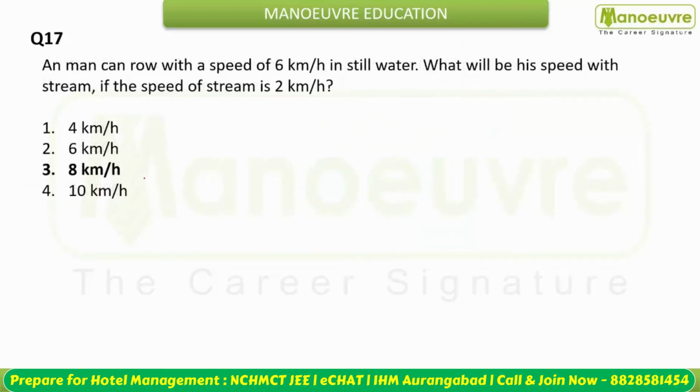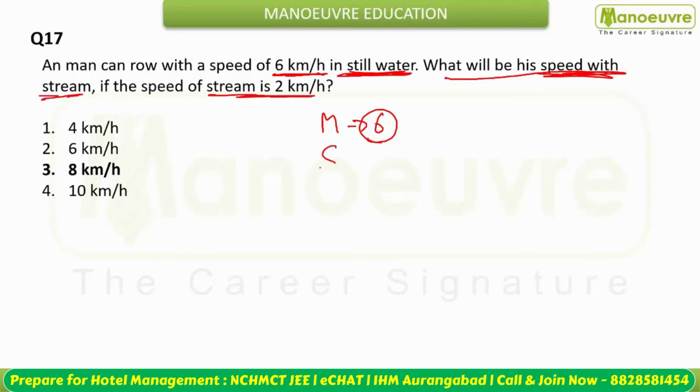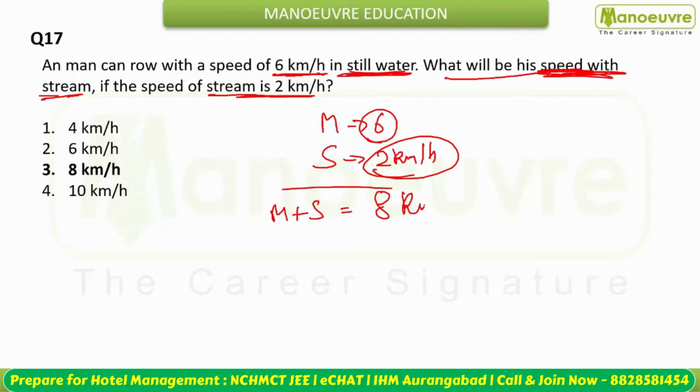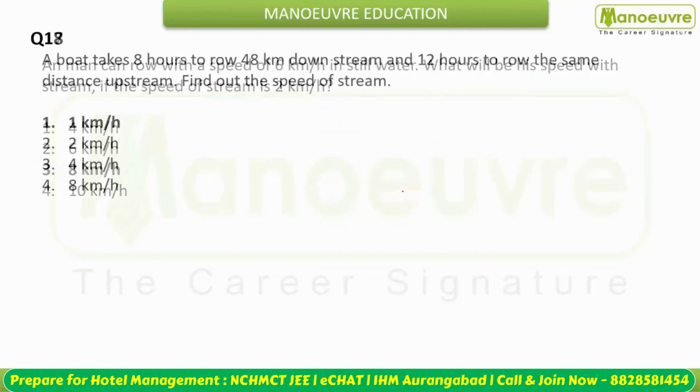Next question. A man can row with a speed of 6 km per hour in still water. That means the speed of man is given to you, that is 6 km. Next, what will be his speed with the stream? The speed of stream is given to you, 2 km per hour. Now आपसे पूछे with the stream, so the speed is going to be added. That is 6 plus 2, which is 8 km per hour. अगर आपसे अपोजिट against पूछता, that answer would be 6 minus 2. But in this case 8 is your correct answer.